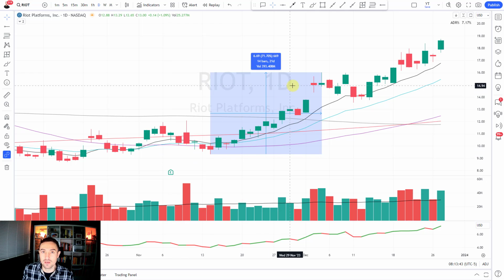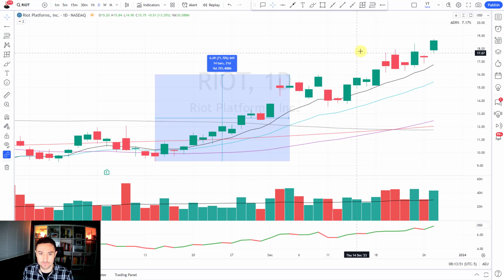Now you may think, well, why is Riot able to go up 71%, but like Apple and Amazon sometimes only go up like 10%? Guess what? It's the ADR point. It's the quickness of the stock. It's the character of the stock.